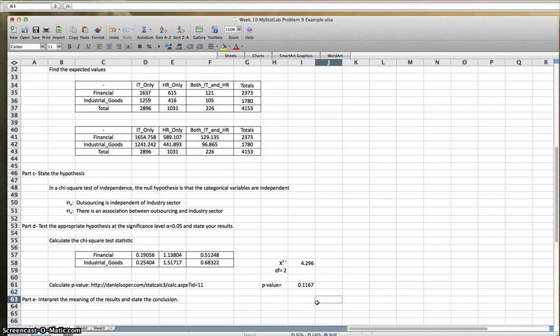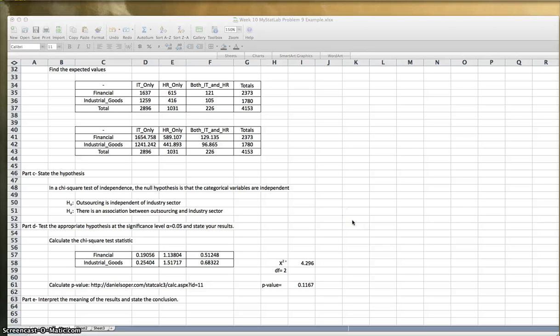So there we have it. Now we have our chi-square, and we know our degrees of freedom were 2. Now we have our p-value, which we can compare to our alpha, which was 0.05. In this case our p-value is greater than our 0.05 alpha, so you know what that means, right? We are not going to reject our null hypothesis in this case because our p-value is greater than our 0.05 alpha.